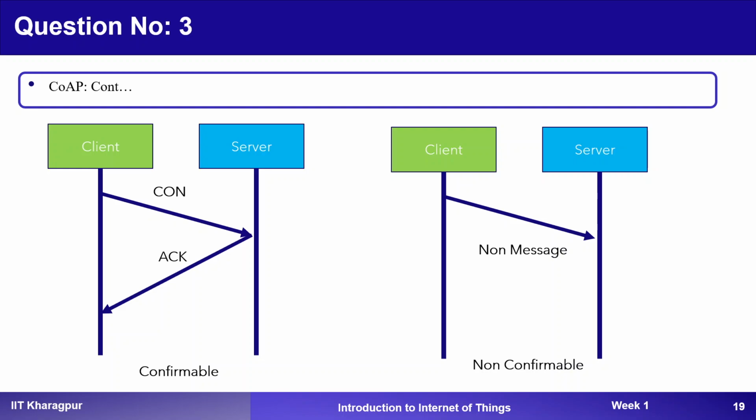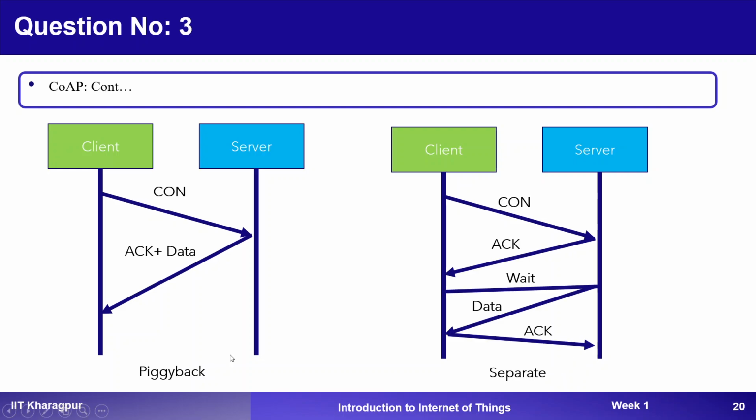Next one is piggyback. Piggyback is where you are sending your data with your acknowledgement. You are not using any separate frame in order to send your acknowledgement. So in the same frame you are sending your acknowledgement and data together.